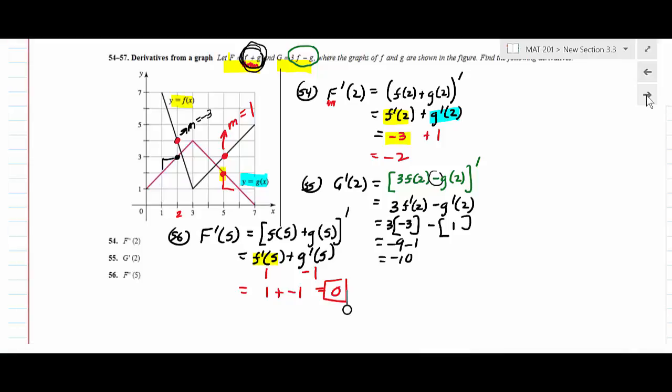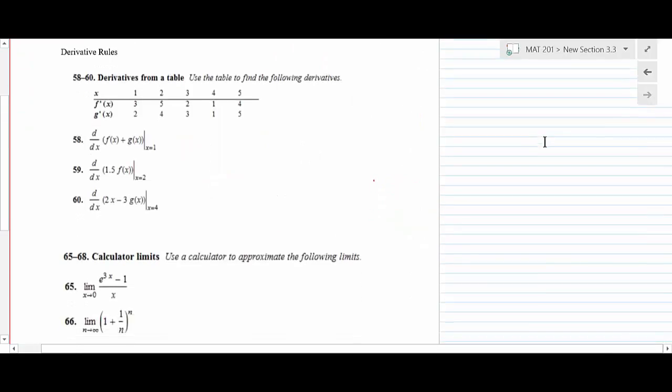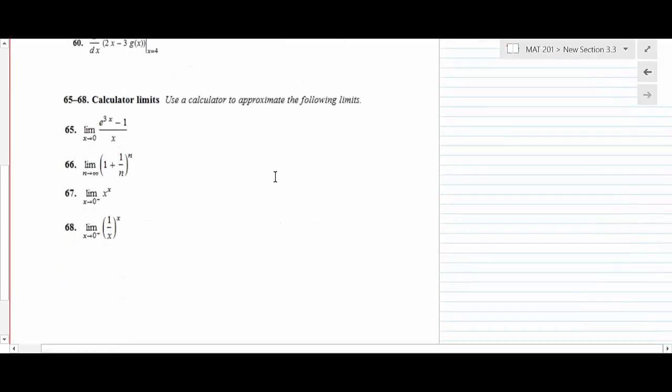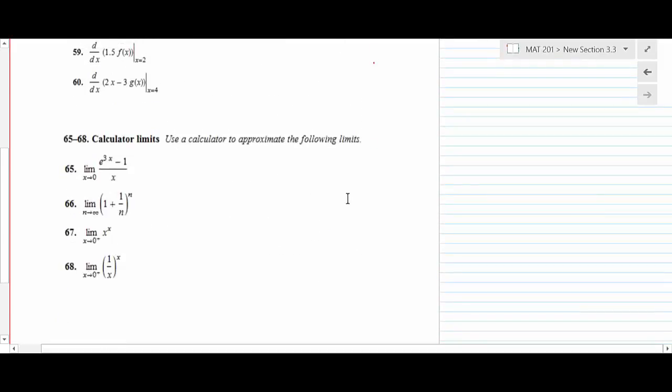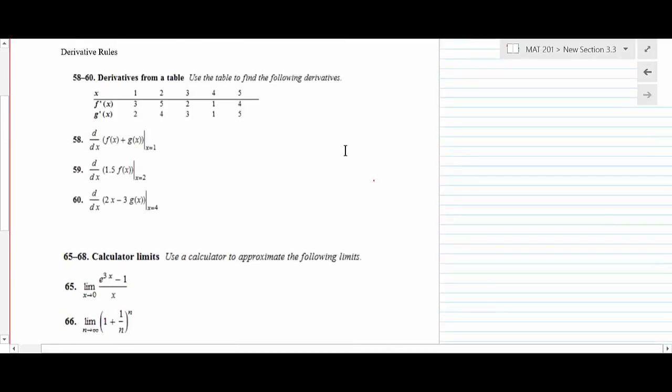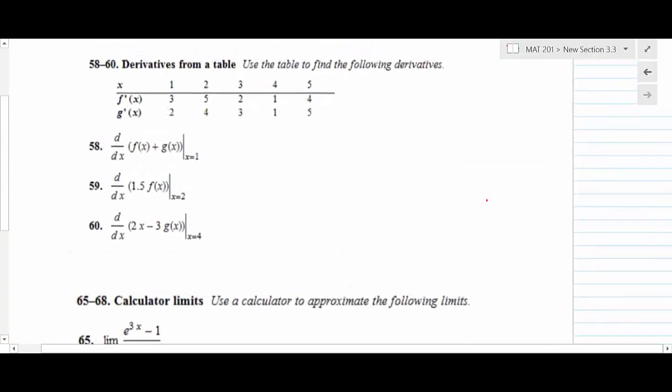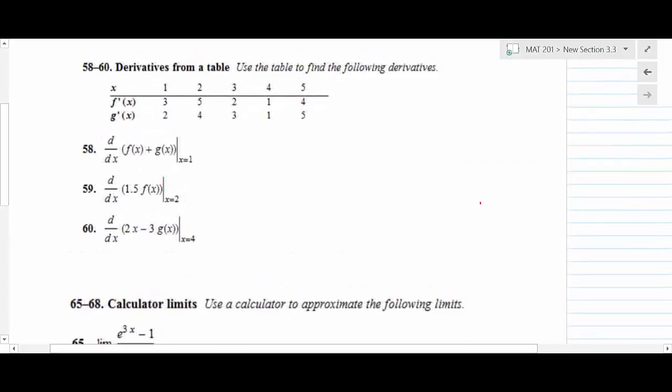Okay, last thing I want to look at is this kind of thing with a table, and then we'll finish up this section with a couple of things we'll do on a calculator. These are also pretty good examples of how you can take a table and look at a derivative. Again, this forces a student to learn their derivative rules. That's the purpose. So what this one is saying is find the derivative of f of x plus g of x when x is 1.